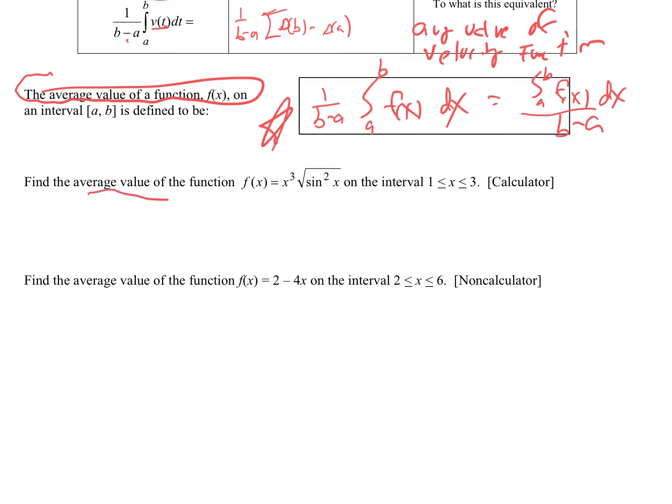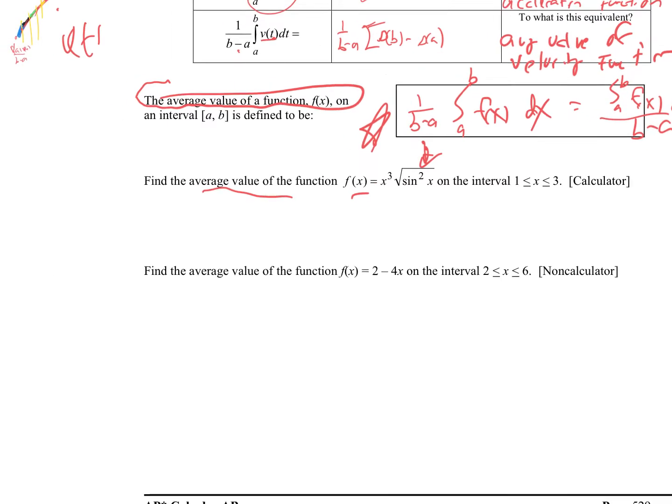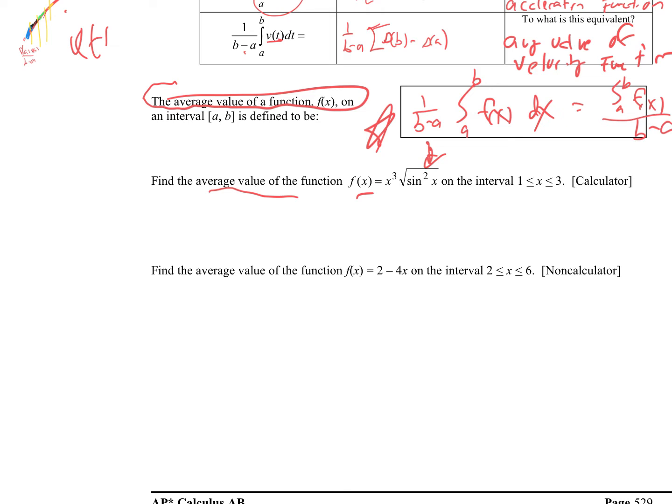We're going to find the average value of this function. I don't know what this function even represents, okay? That's why it doesn't matter if it was acceleration or velocity. It's just a function. So the average value of this function will be 1 over b minus a, the integral from a to b of f of x dx.